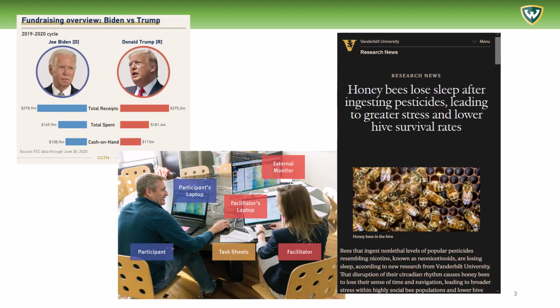So, let me ask you this. What does presidential fundraising of Joe Biden and Donald Trump, usability analysis, and honeybee decline all have in common? You guessed it, not much. But what they do have in common is that they are phenomena in the world.